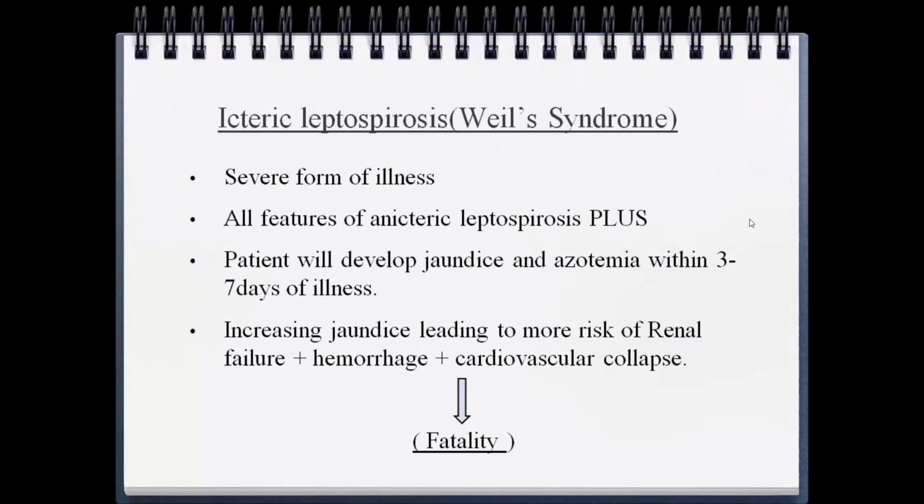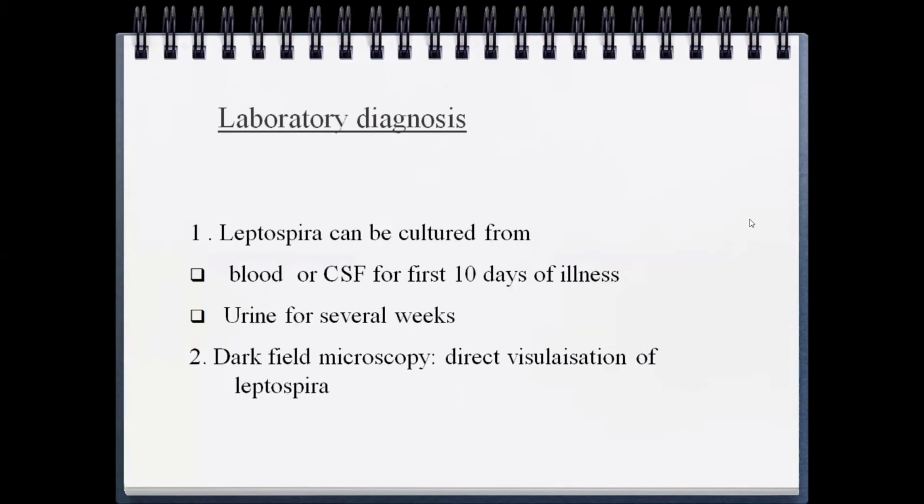Increasing jaundice leads to more risk of renal failure, plus hemorrhage, plus cardiovascular collapse, which will later lead to fatality. So if leptospirosis goes into a hemorrhagic state, the prognosis is a little bit bad. We should suspect it earlier, and even in the icteric stage, if it is diagnosed earlier, we can do something. Otherwise, in the later stage, it's really difficult to save the patient.